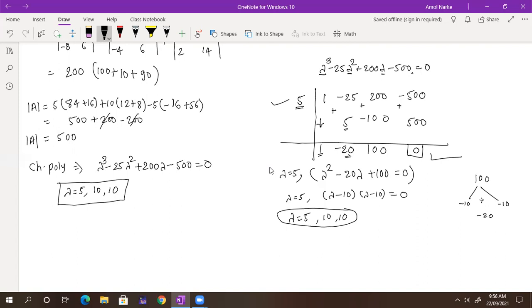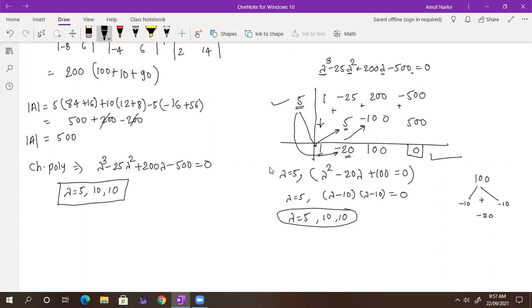Then again I multiply that 5 into minus 20, so I do the product like that. I multiply here and put it here. Same thing. So 5 into minus 20 becomes minus 100. Then I add, and I will get 100. Then 100 into 5 is again 500. Then plus or minus 500, it becomes 0. So if it becomes 0 lastly, then lambda is equal to 5 is my first root.